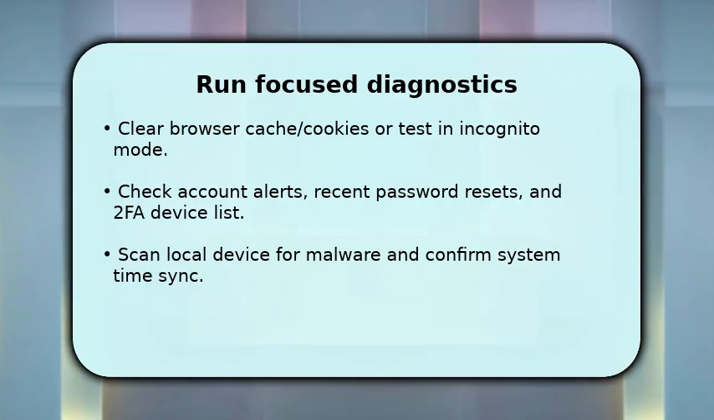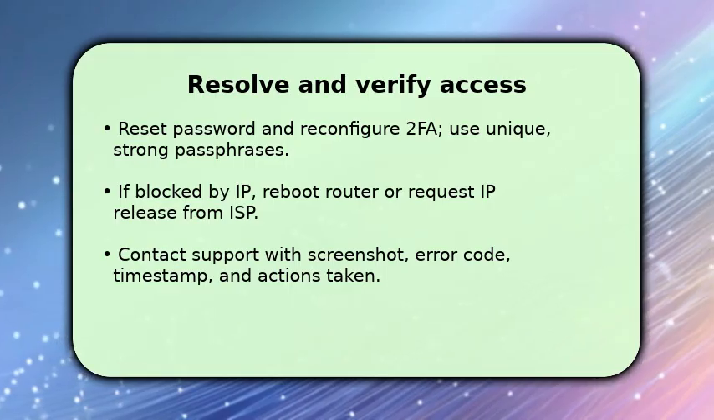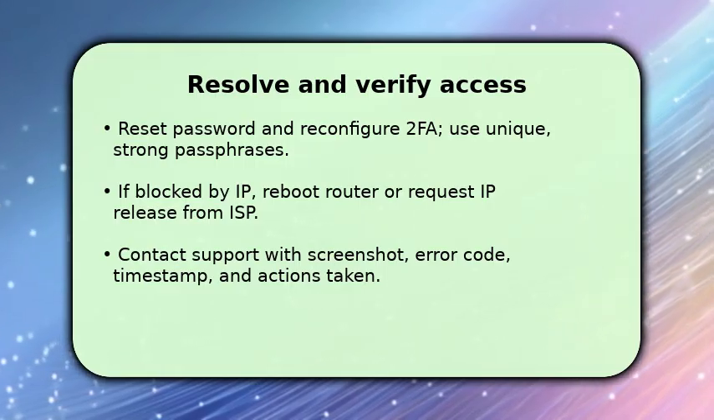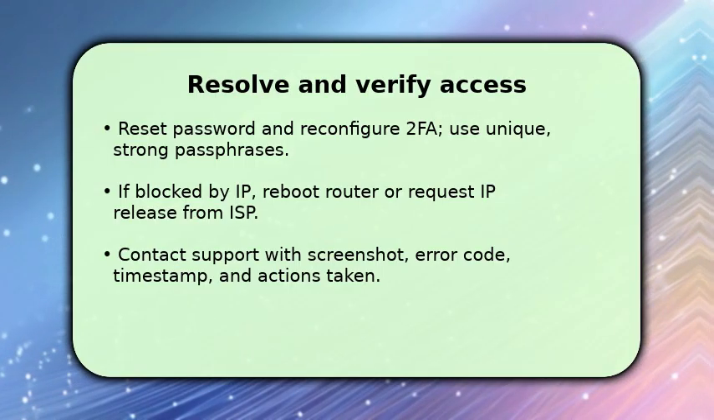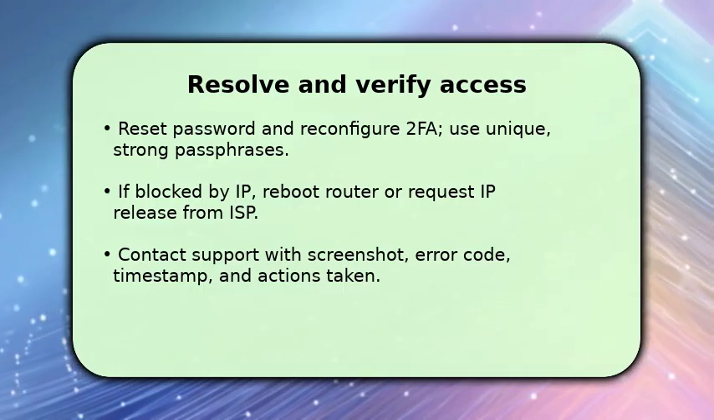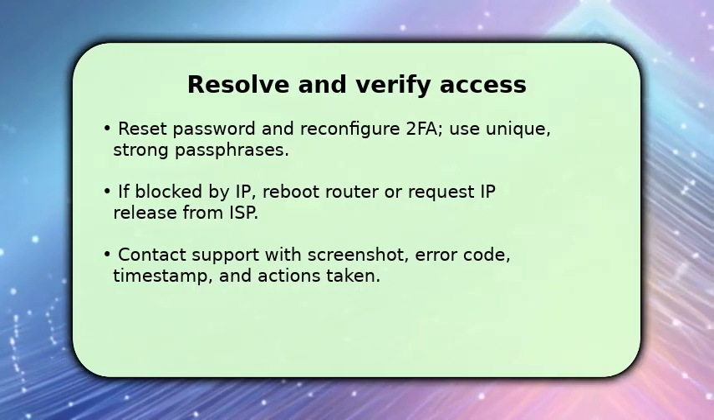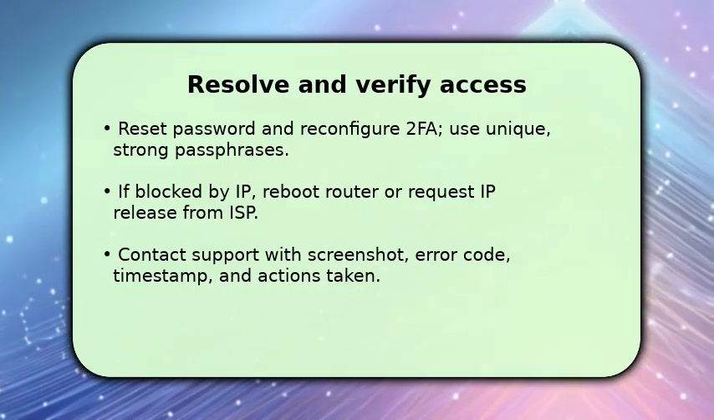You finish by actively restoring access. Reset the password, re-enable two-factor authentication on a verified device, and update recovery contacts. If the block is IP-based, reboot the router to request a new IP lease or contact your ISP to release the address. Alternatively, use a trusted mobile hotspot briefly.